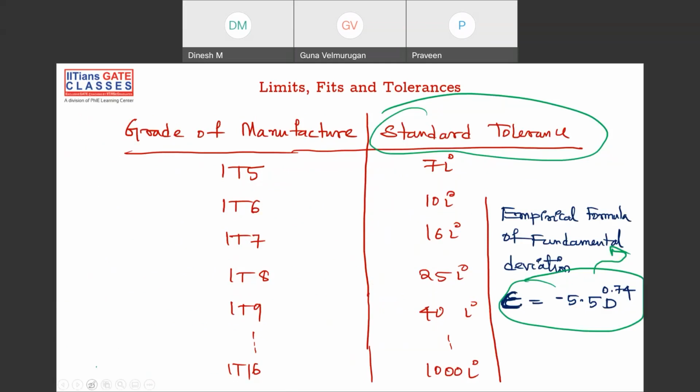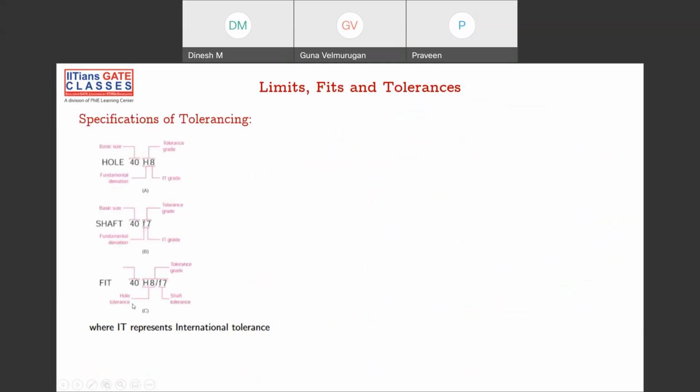Now, tolerancing. If you see here, this is hole type. Why is it hole type? Because there is a capital H here.